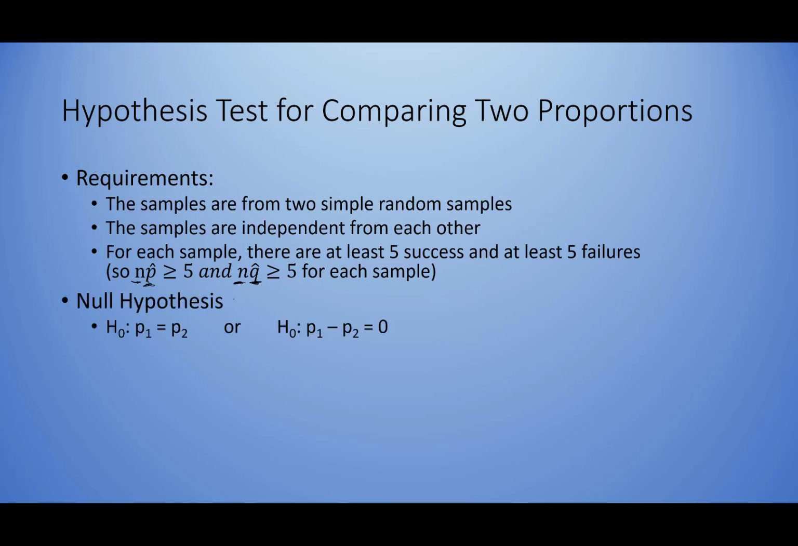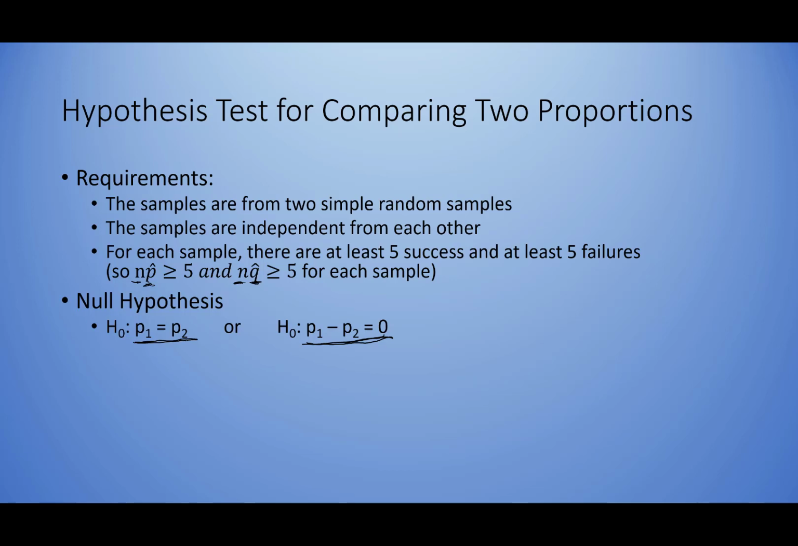Now, once we get our requirements met, we want to go into our null hypothesis. Now, there's two common ways that you might see your null hypothesis. The first one is to write it as proportion 1 is equal to proportion 2. Now, another way that it might be written is that proportion 1 minus proportion 2 is equal to 0.